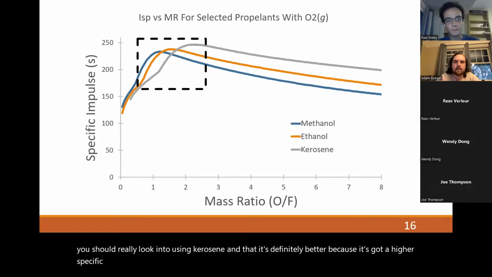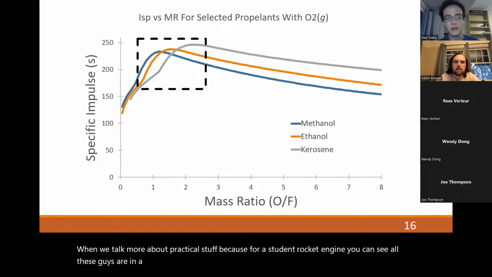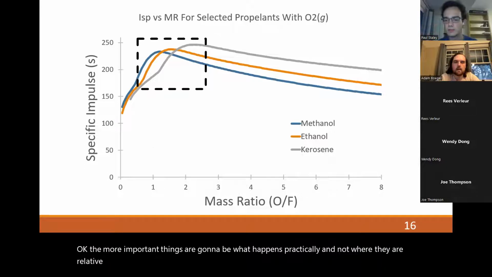For one thing, if you zoom out on this graph, it starts to look a lot less critical. And we're going to go to this when we talk more about practical stuff, because for a student rocket engine, you can see all these guys are in a range that's realistically very close together. And that already starts to imply, okay, the more important things are going to be what happens practically and not where they are relative to each other on this little ranking.